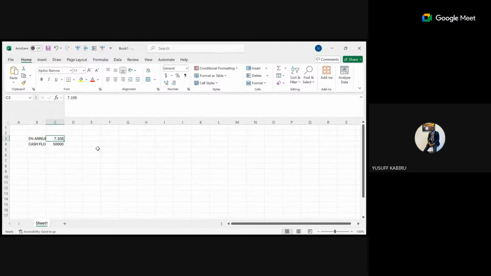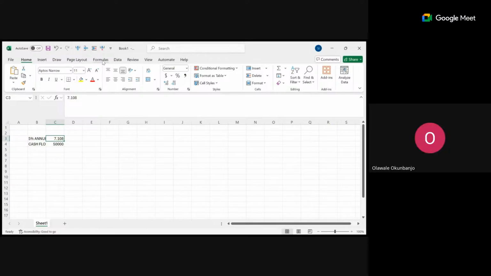This 7.108, in the exam hall you may not be given the annuity formula. If you are doing SBR, it's only SFM that I'm very sure they will give you. But in SBR, I'm not sure they will compulsorily give you. But there is a formula for it. I don't remember the make-up of that formula, but if you calculate the 5% annuity for 9 years, you will get this 7.108.